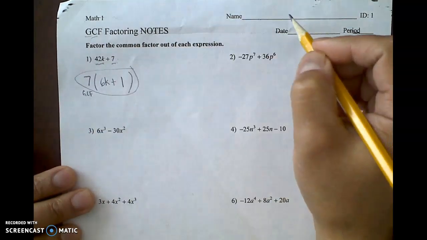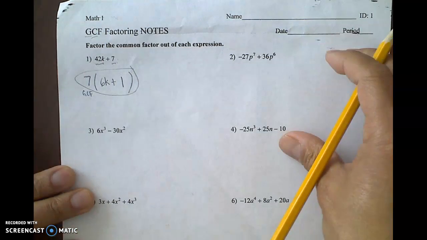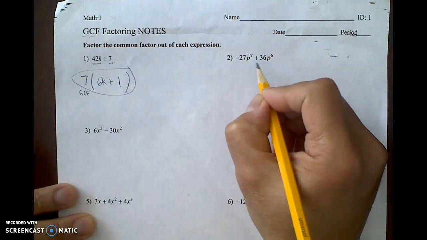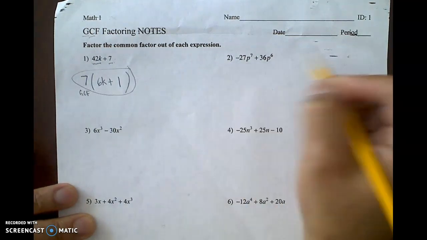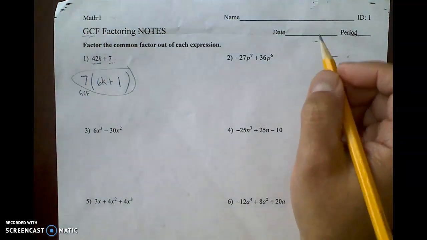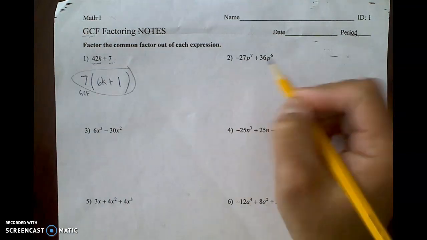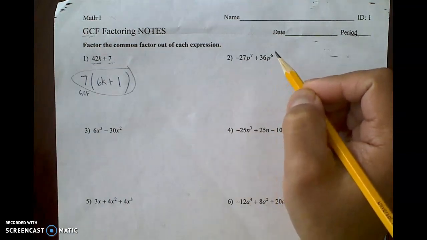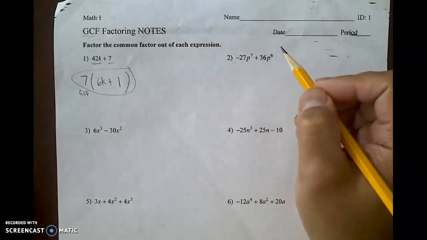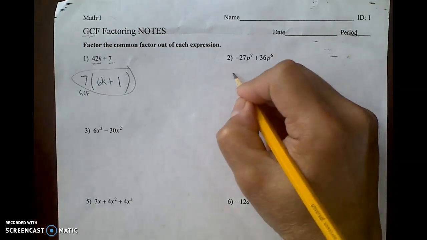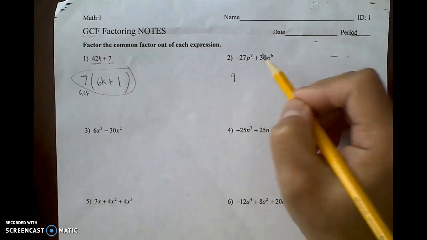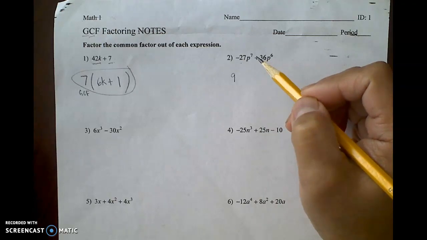Alright, there we did some factoring with GCF. Take a look at number 2. Again, you're looking at both terms. There are two terms here because there's only one plus sign. So again, we want to try to find the biggest number that can be divided into both of these numbers, negative 27 and positive 36. And the biggest number is 9, because you can take 27 divided by 9 evenly, and 36 divided by 9. Again, we're looking for the biggest.